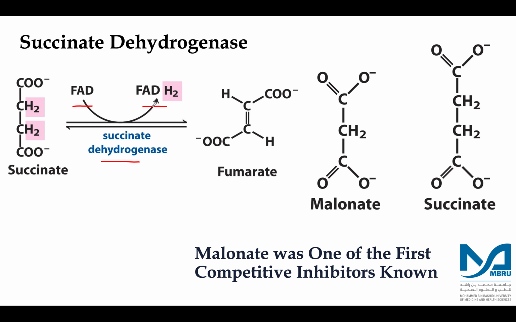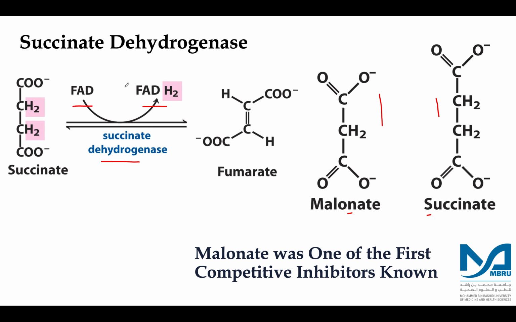When we talked about enzyme kinetics, we talked about competitive inhibition. And I believe I also talked about malonate and succinate. I have highlighted this aspect again here because malonate was one of the first competitive inhibitors that is known. And why is it so important? Because it is a substrate analog. That means it shares a similar chemical structure like succinate.